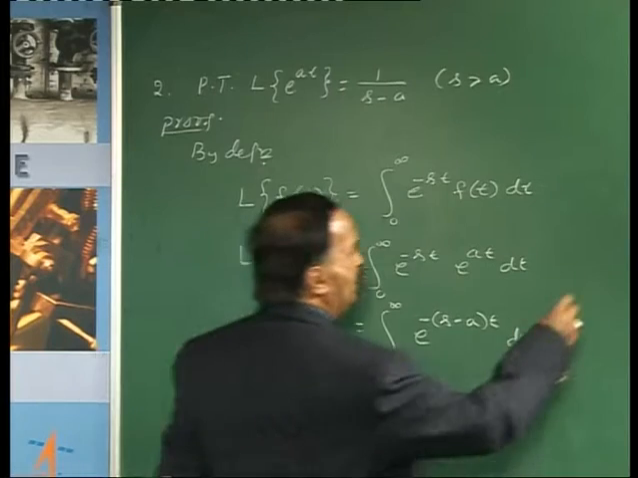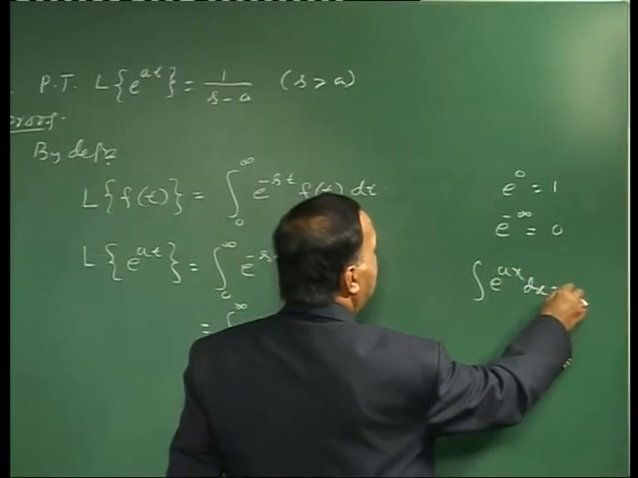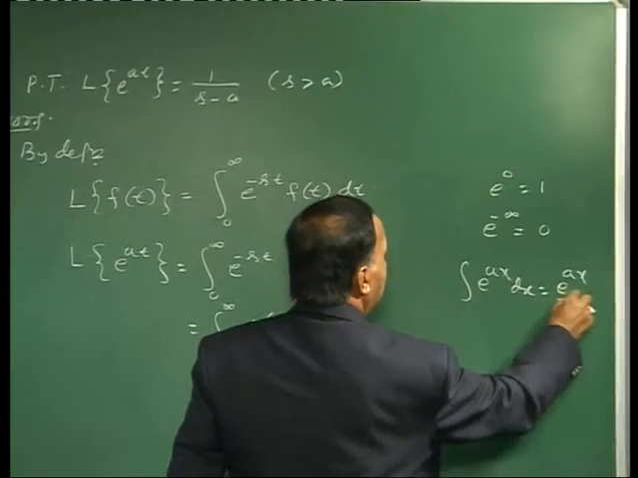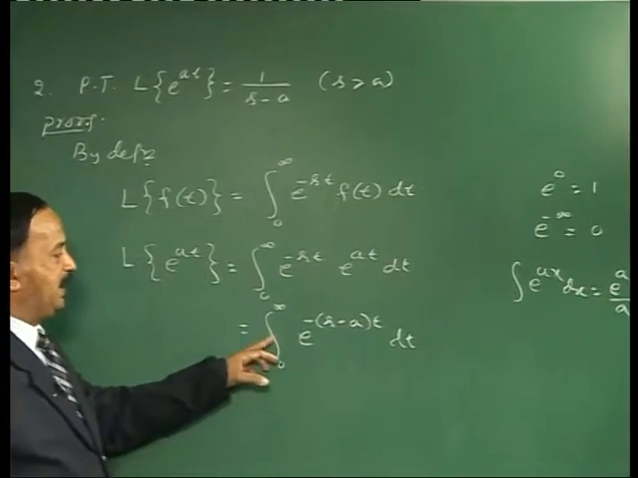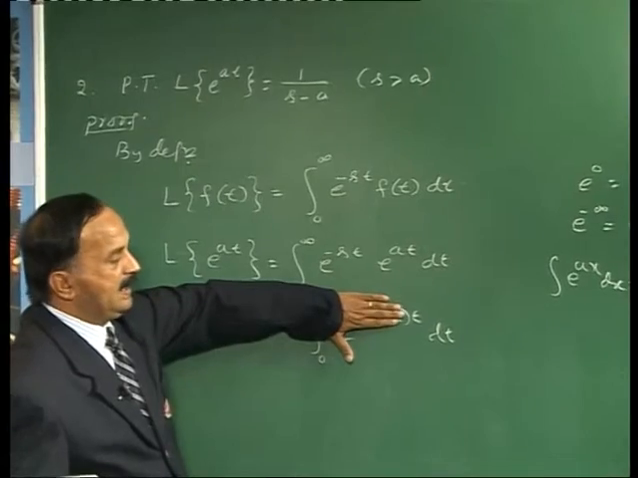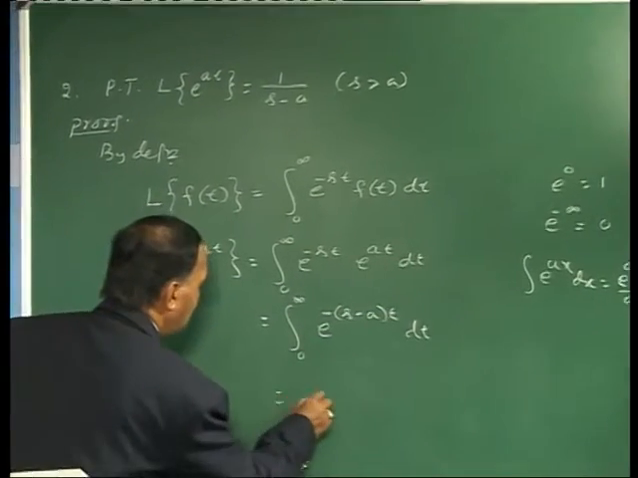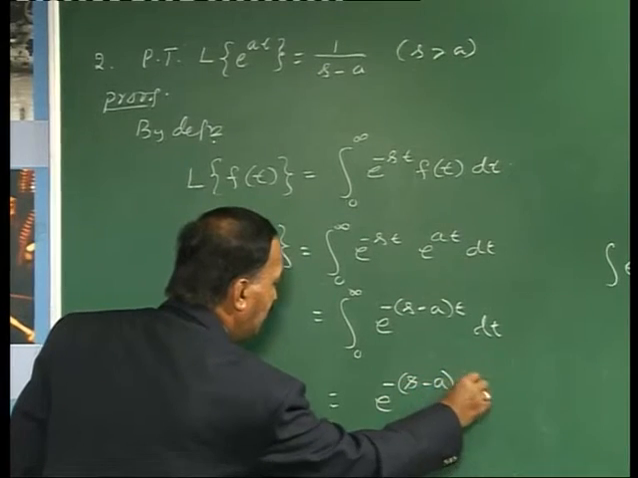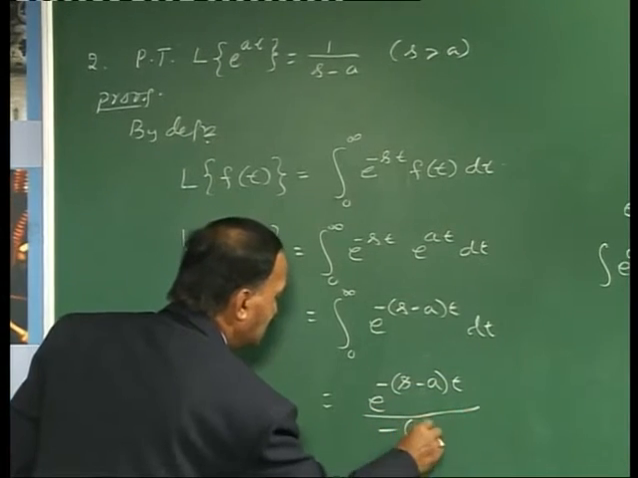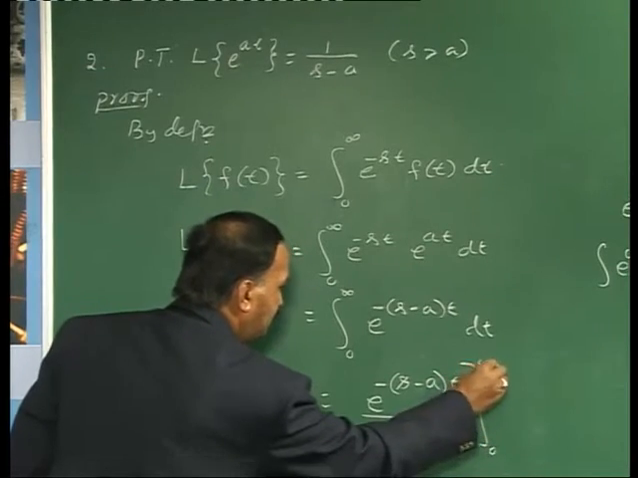Now again by using this formula, the integral of e to the power of ax dx equals e to the power of ax by a. So now it is of the form integral of e to the power of ax dx, that is equal to e to the power of minus (s minus a) t by minus (s minus a), from 0 to infinity.